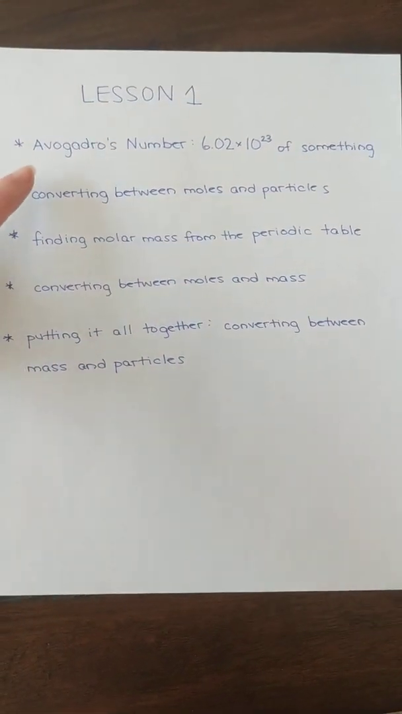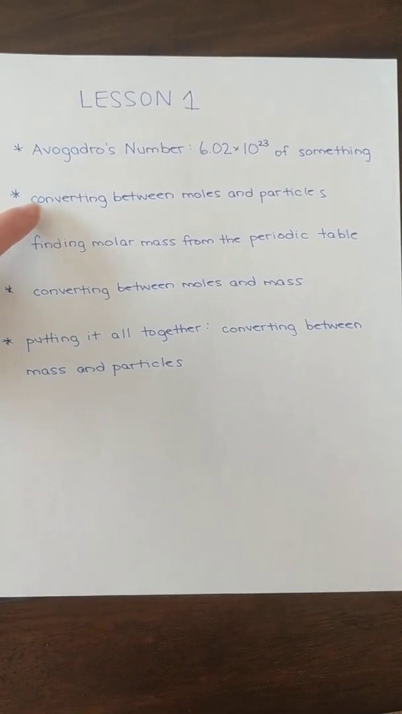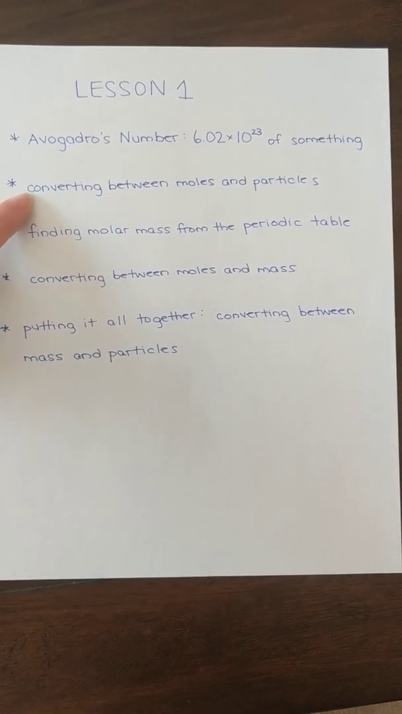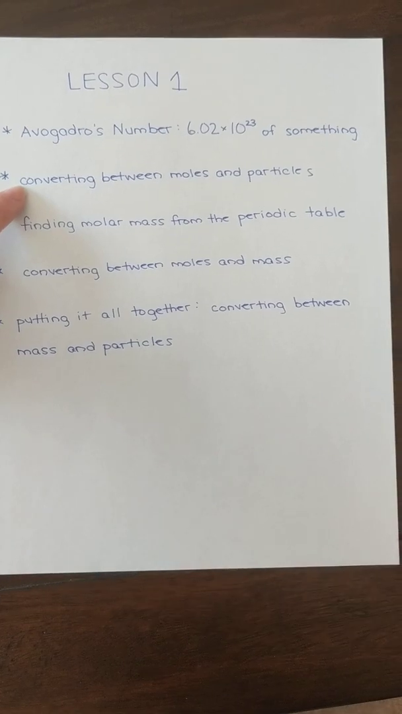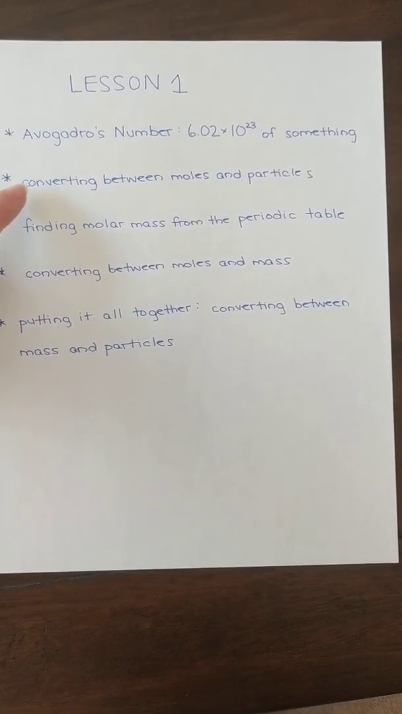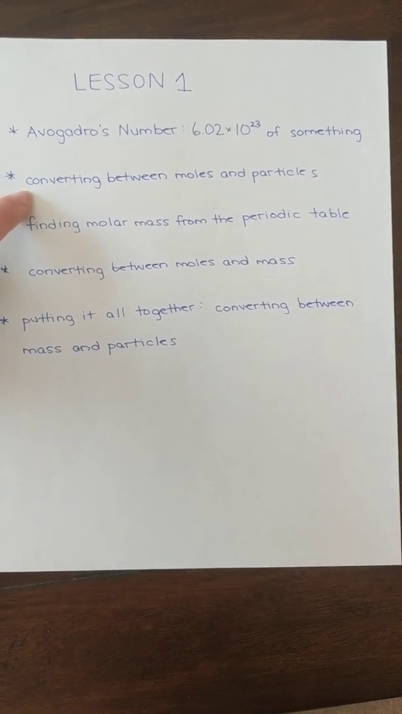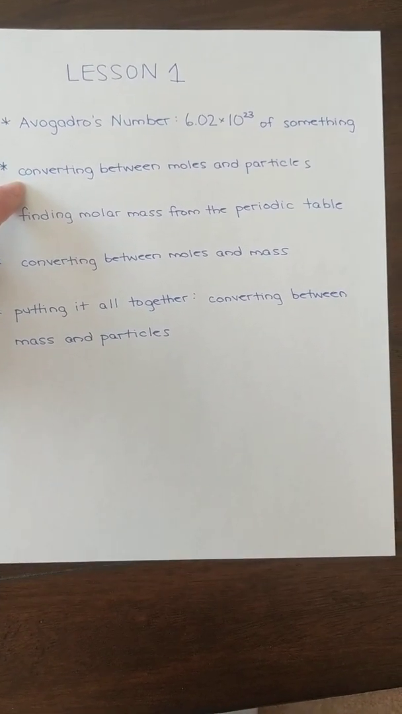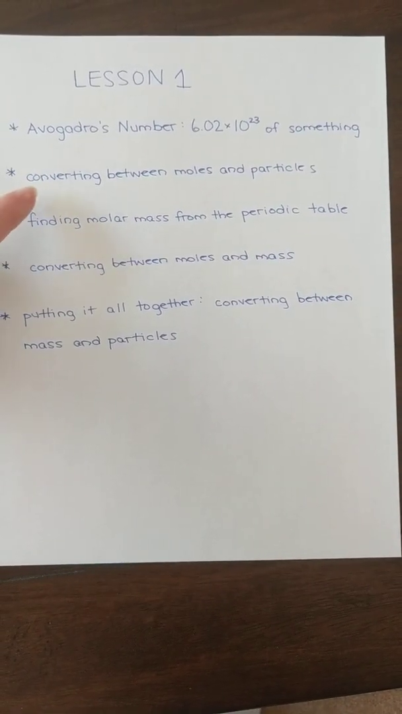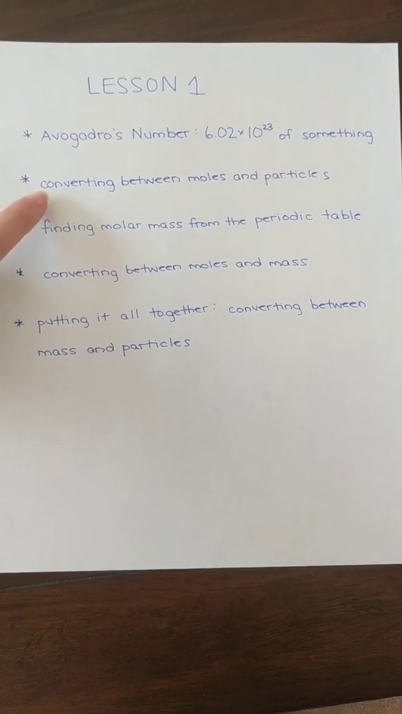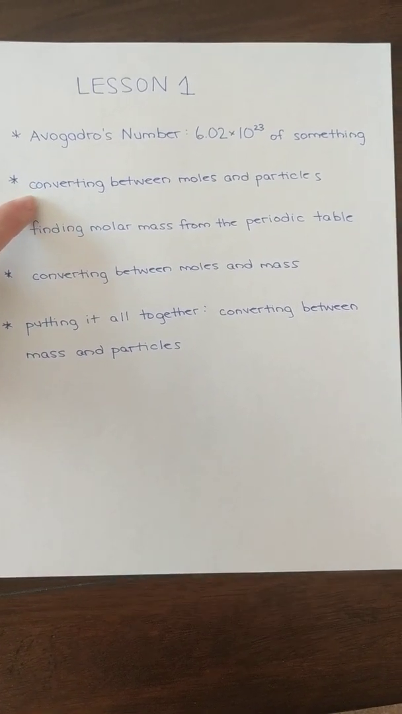We're going to use Avogadro's number in order to convert between moles and particles. So that's a triangle equation, is what I call them. The file just before this one is all of the equations we'll be using in this unit. They're mostly all summarized into triangles. So our first triangle equation does this for us.